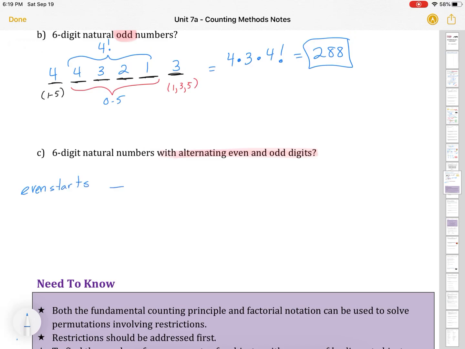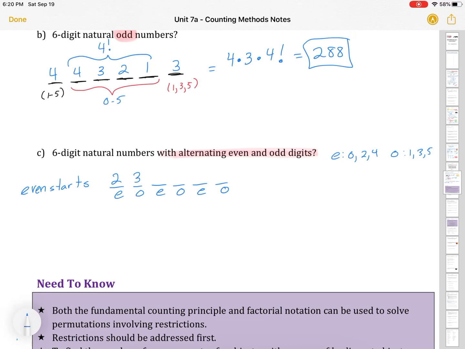So let's do the first one. We're starting with even numbers. Okay, even starts. So we're going to go E, O, E, O, E, O. All right. So let's think about this. I can't start with 0. My even digits are 0, 2, and 4. And my odd are 1, 3, and 5.